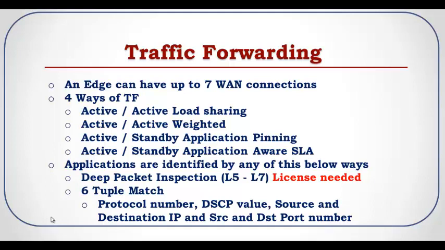The third way of traffic forwarding is application pinning. So we just pin the applications to different WAN paths using the tag in the TLOC. Accordingly the traffic will go, in which all other paths are going to be standby. The fourth way is applications are going to use different paths as active based on the SLAs.